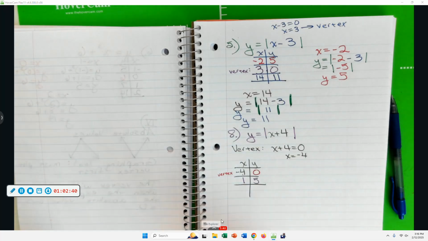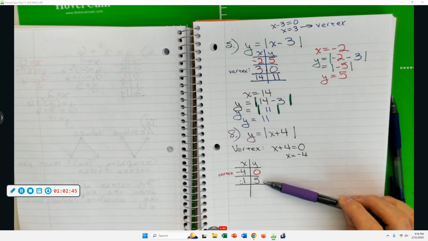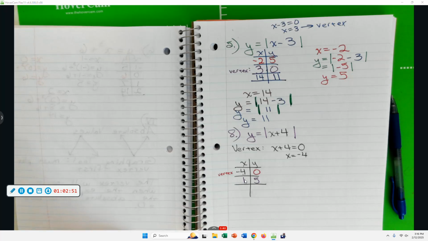So we have a vertex at -4, 0, and then we have an additional point of 1, 5. You could plug any number other than -4 in for that second point. 1 is a good one, okay? If you plug 0 in, you would have gotten 4 for the y value. But I like using 1 just so we don't have so many 4s.